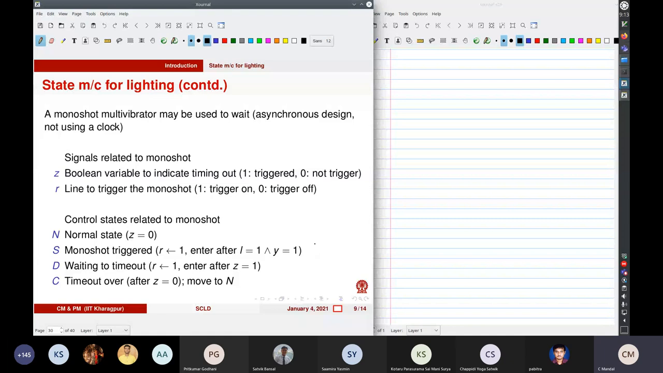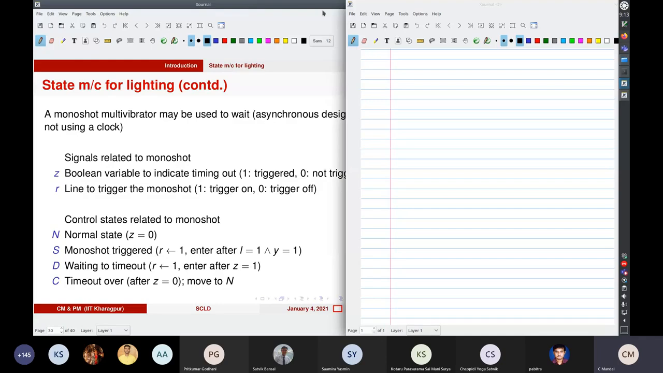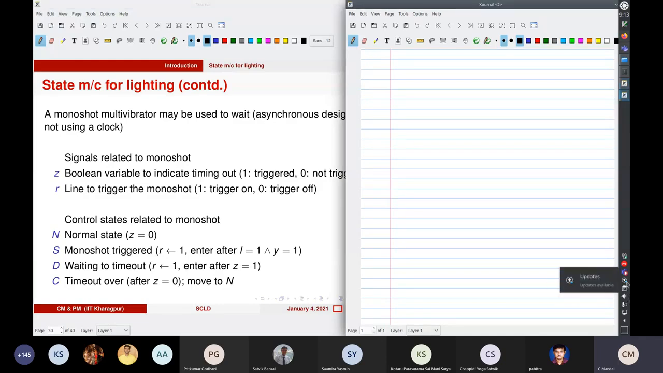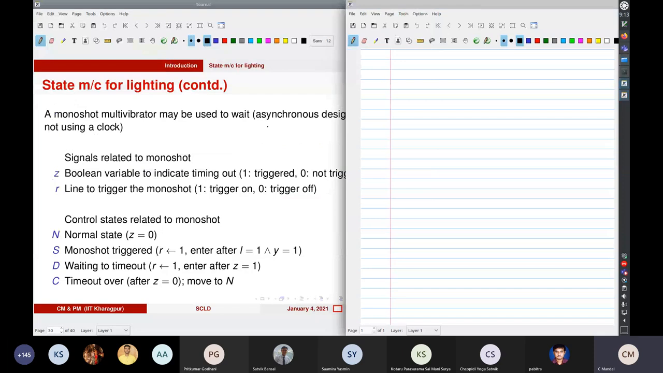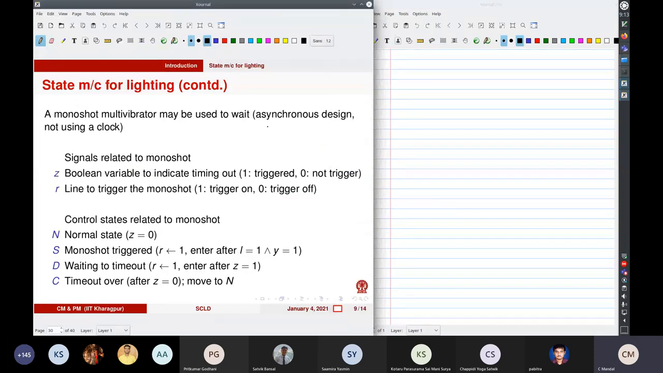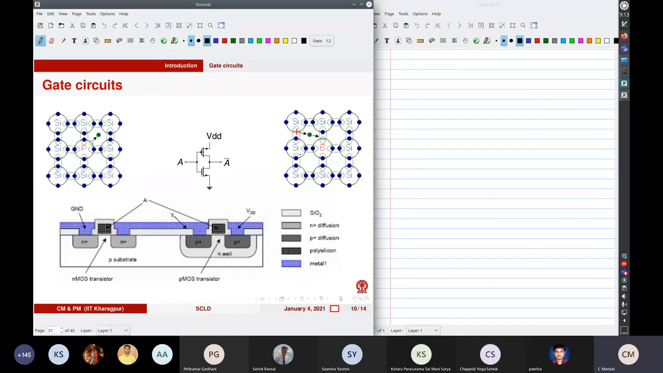What I just wanted to tell you is that there are many design options which, if you are aware of, you can use to your advantage. That's all. All right, so let us do a little bit of circuits.